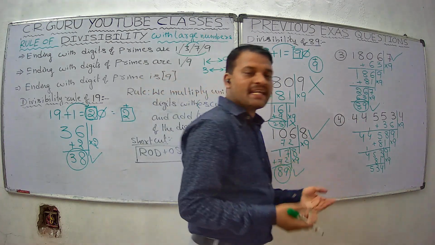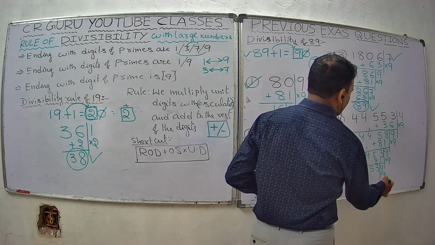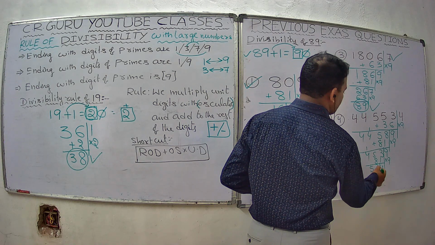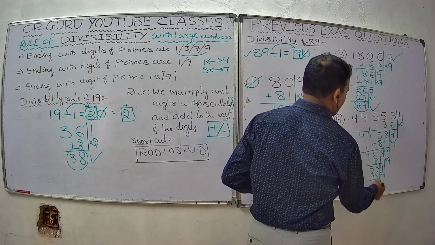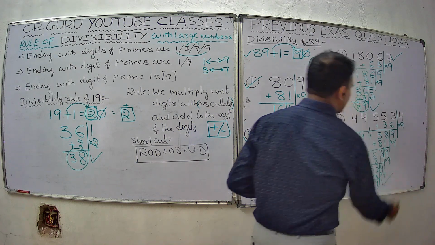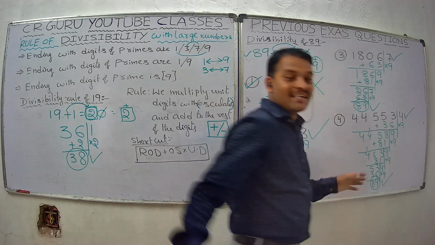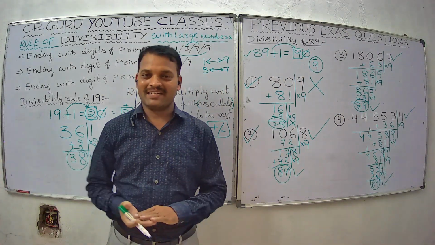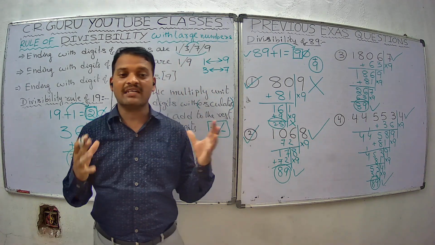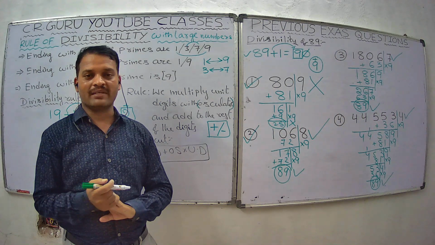Then again you apply the same process, friends. So the unit digit is multiplied by 9. 9 fours are 36, my dear friends. 3 plus 6 is 9. And 5 plus 3 is 8. Yes, 89 is divisible by 89. Then this total number is also divisible by 89, my dear friends. So this is divisible by 89. It is a wonderful shortcut, my dear friends. So this is my topic today, my dear friends.